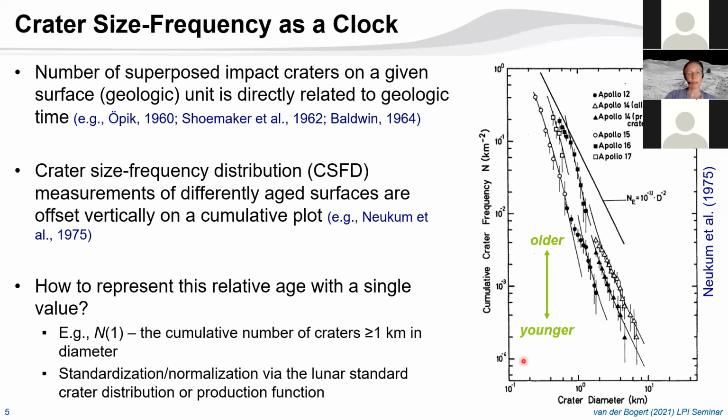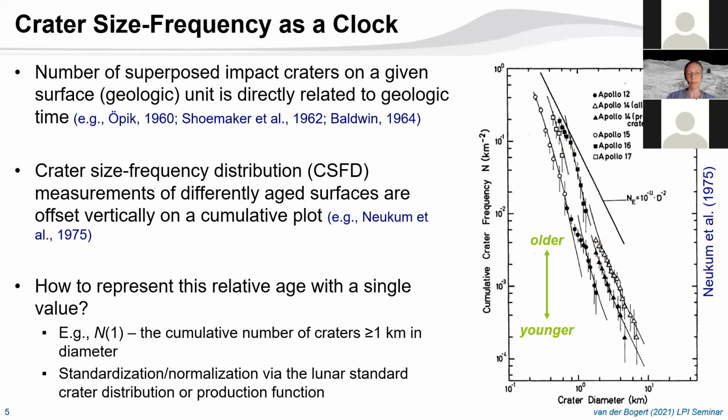So in the process of selecting a standard way to represent this, one of the things that you could do is use what's called the N of 1. This is the cumulative number of craters that are greater than or equal to 1 kilometer in diameter. That would be this number here. Okay, that would be the N of 1 for this distribution here. But you can see immediately that some of the distributions don't have a measured crater bin at 1 kilometer in diameter. So how can we normalize these so that we can get an N of 1 value for all of these different locations so that we can compare them more easily?